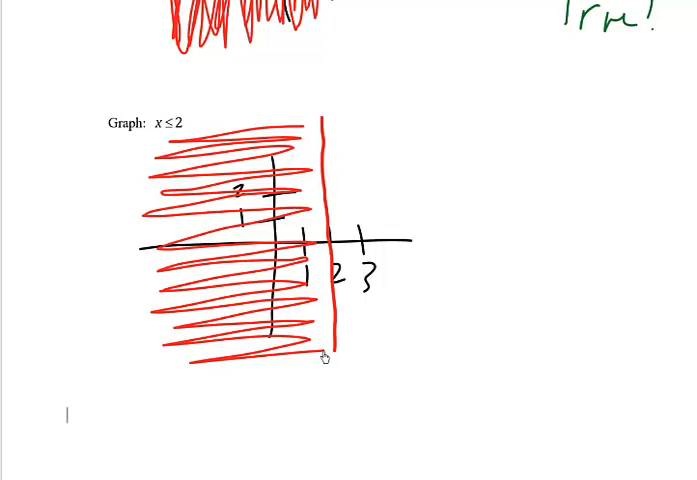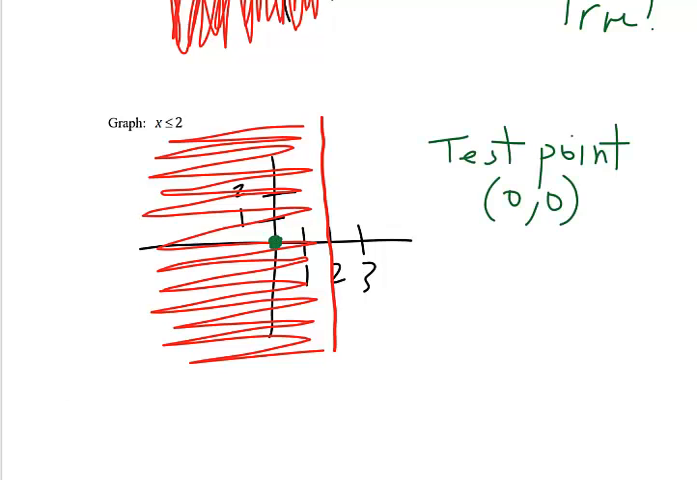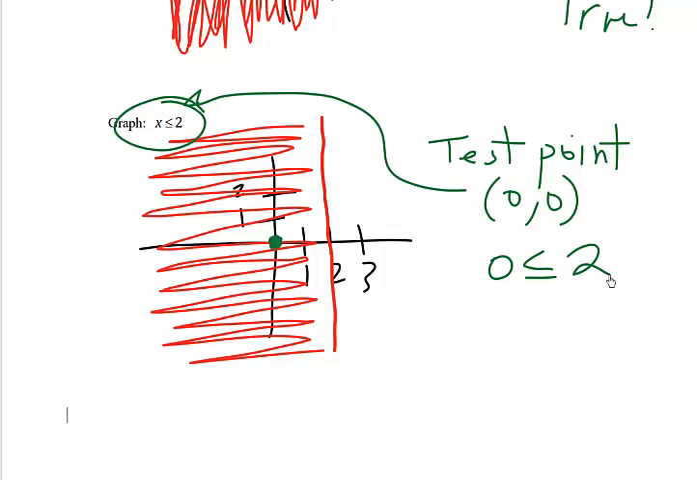Once again, we could choose a test point. This is a pretty simple example. I could go with 0, 0 again, and I would be expecting this to come out true because 0, 0 is in the part we shaded. Remember, you take your test point, you go back to the original inequality, you plug in your x and y, although for us, I only have an x to plug in. Is 0 less than or equal to 2? Yes, it is. That's a true statement, and that's good because 0, 0 is on the side that we shaded.